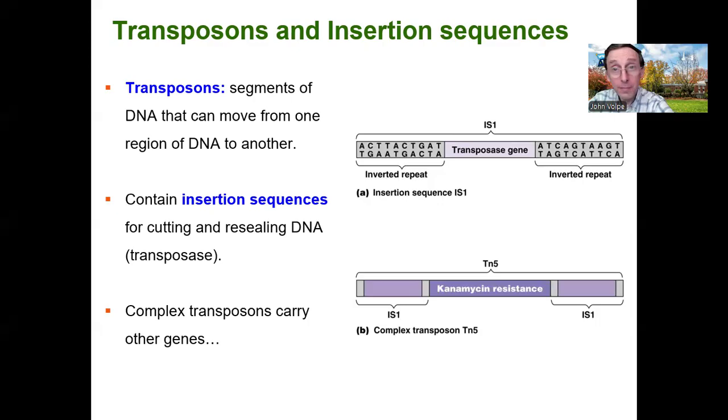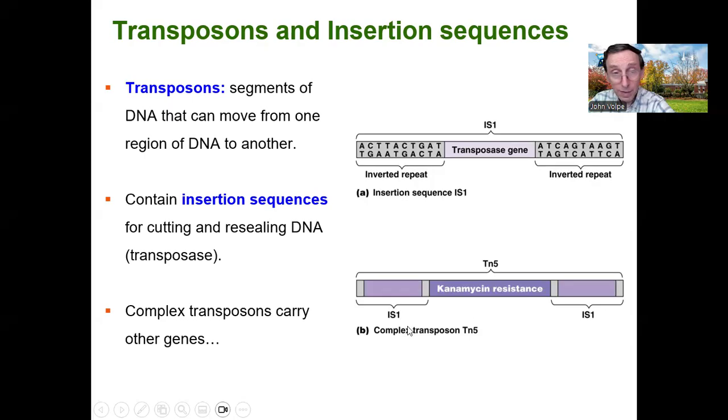So that's the minimum a transposon can be: a transposase gene and then inverted repeats. We have complex transposons that have extra DNA in the transposon. Complex transposons can carry other genes, like this transposon called Tn5, for transposon number 5, which carries the kanamycin resistance gene.